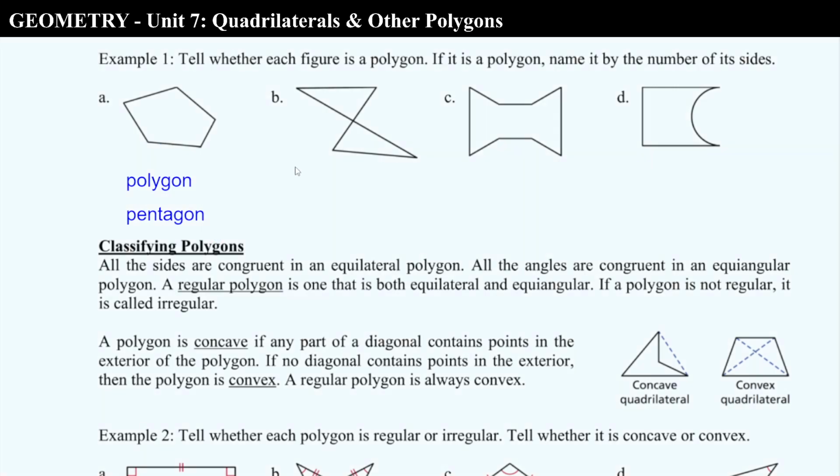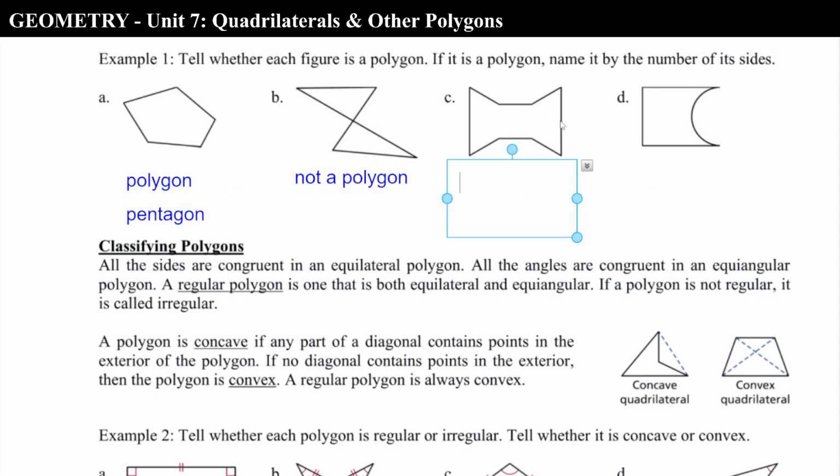For B, this has sides that cross each other, and you cannot have sides that cross, so this is not a polygon. All right, C, nothing crosses, everything is straight edge, so we can count the number of sides.